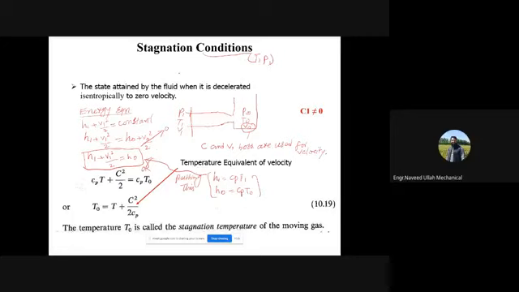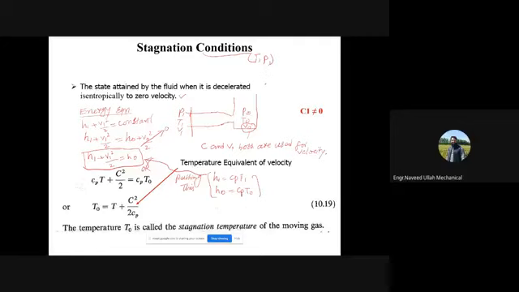You may have seen the stagnation condition a little, or at least heard the name. It is the state attained by the fluid when it is decelerated isentropically to zero velocity. One is static pressure and static temperature. The other one is stagnation pressure and stagnation temperature.